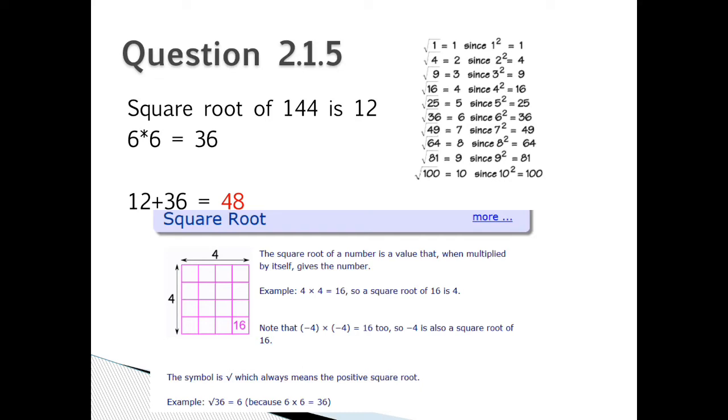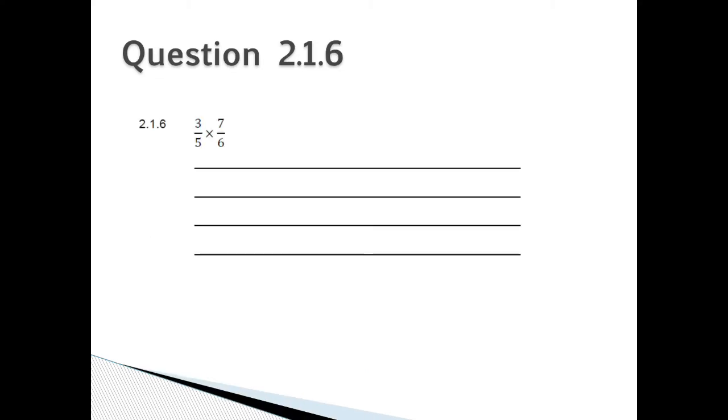The square root of 36 is 6, since 6 squared is 36. The square root of 49 is 7, since 7 squared is 49. The square root of 64 is 8, since 8 squared is 64. The square root of 81 is 9, since 9 squared is 81. The square root of 100 is 10, since 10 squared is 100. The square root of 144 is 12, 6 times 6 is 36, then 12 plus 36 is 48.